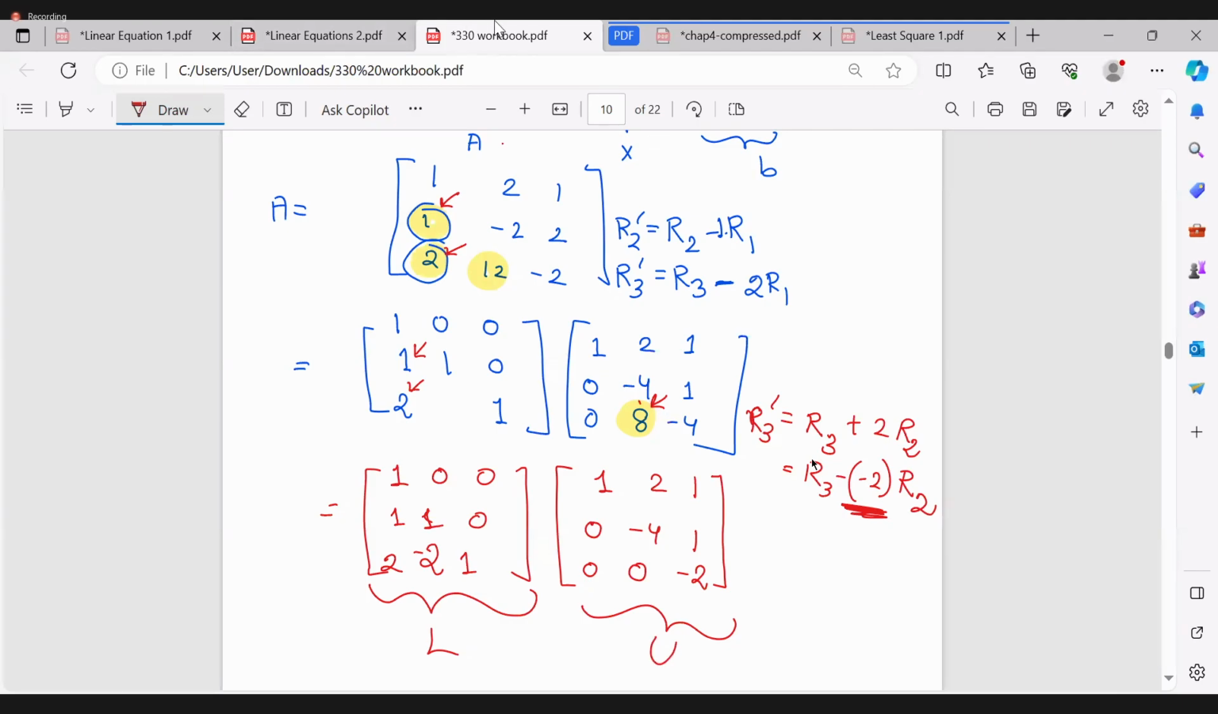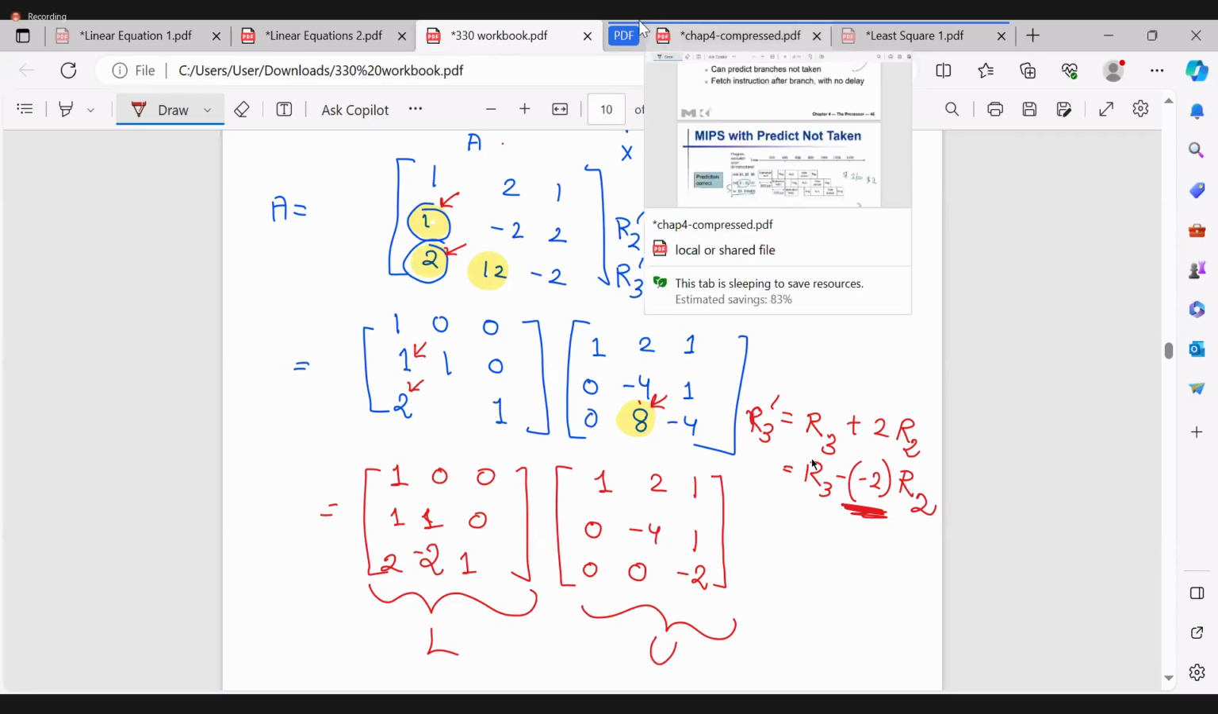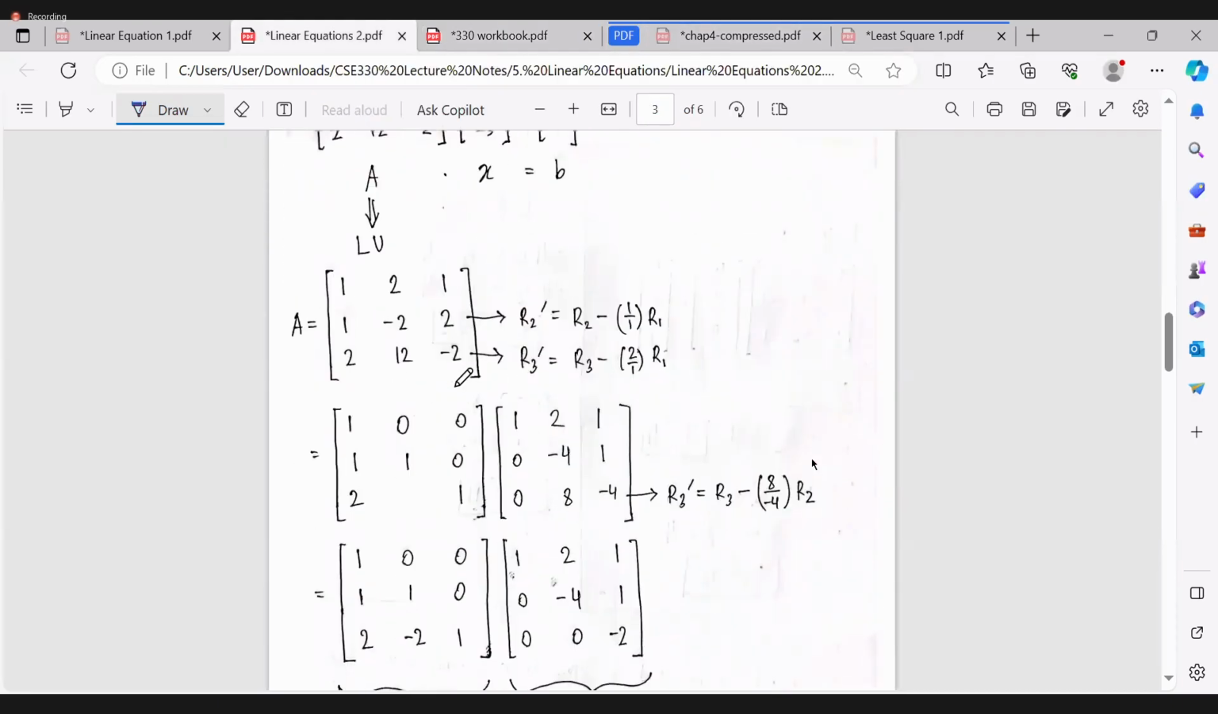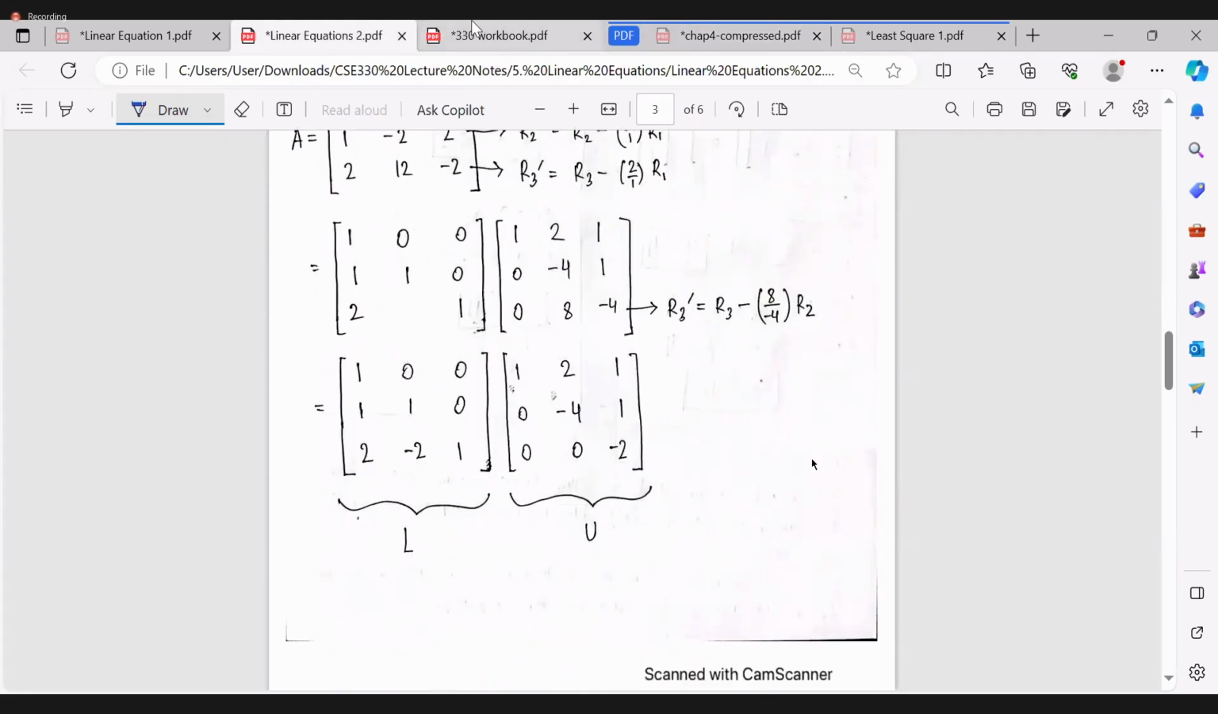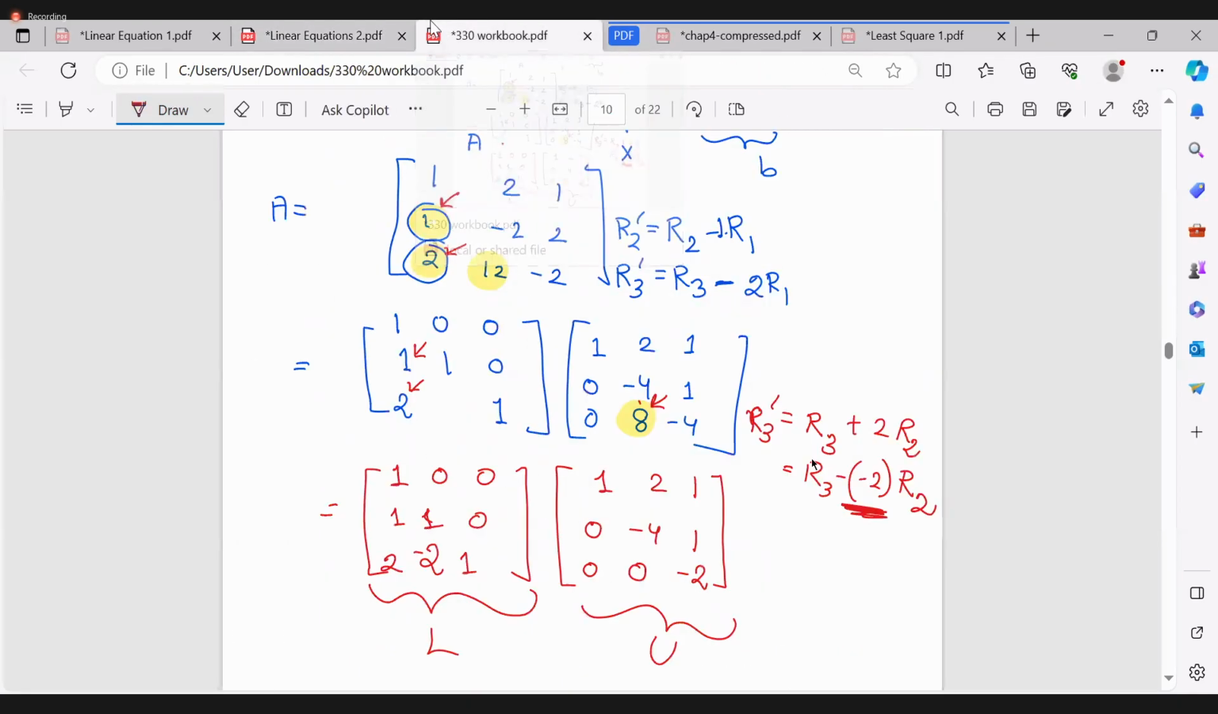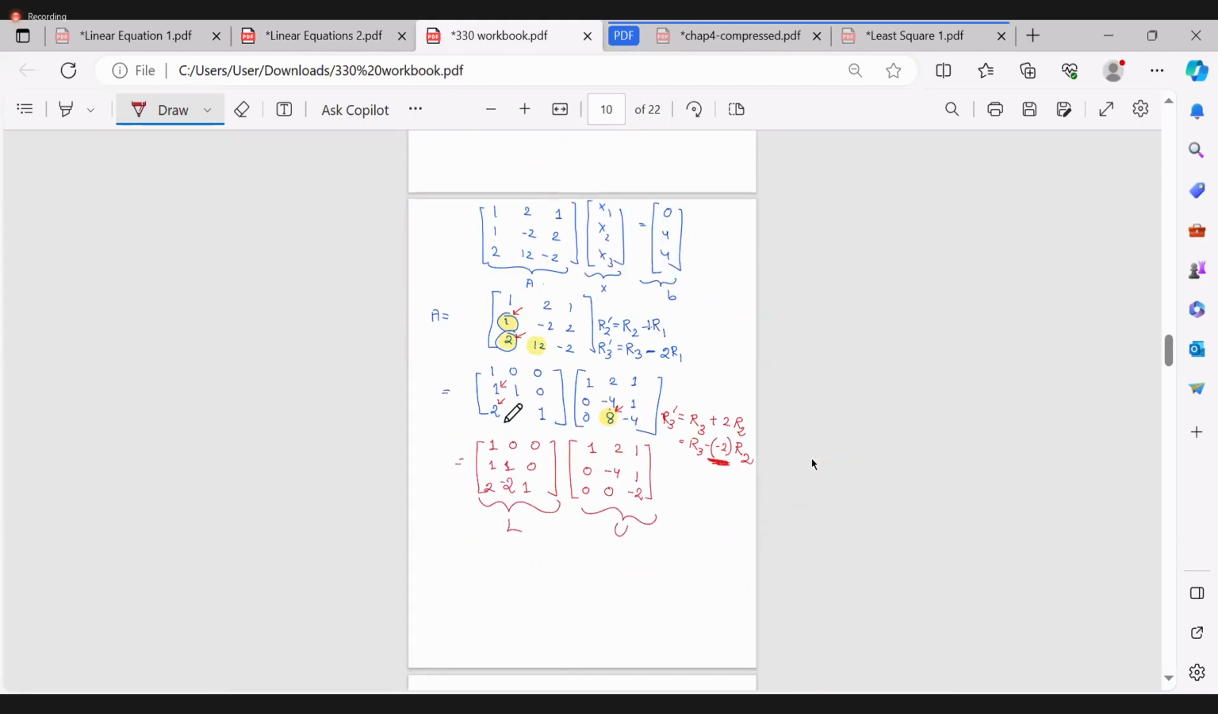I'm going to check করে আসি যে whether or not we did it correctly. So I think we did it correctly. ঠিকই লিখছি। ঠিক আছে। আচ্ছা, so we have our L and U.